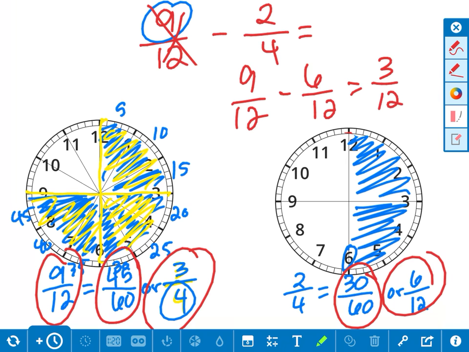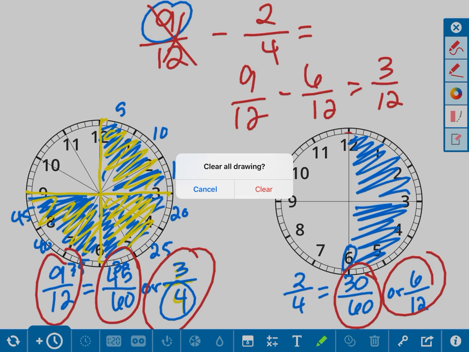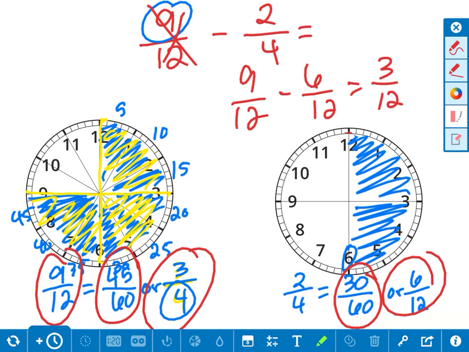If you are a visual person, if you like drawing, well, you can draw right on your clock. So let's take a look here. We have this yellow and blue mixture, right? We've got that. That shows our 9/12. 9 out of 12 5-minute markers are colored in. Well, I want to subtract what I have over on my clock for 2/4, which is 6 out of 12.